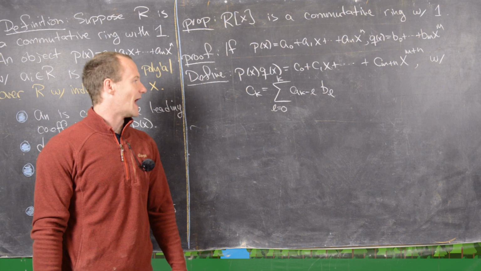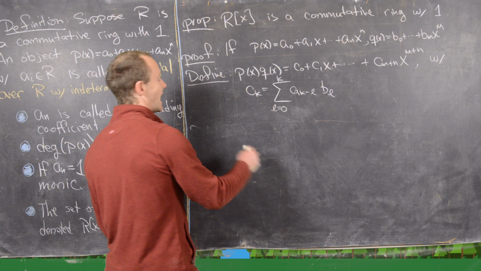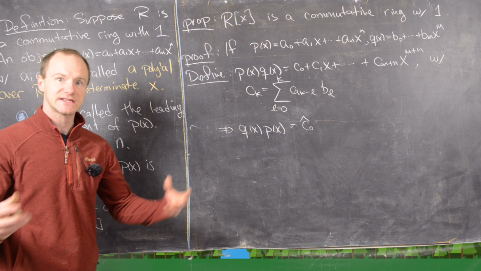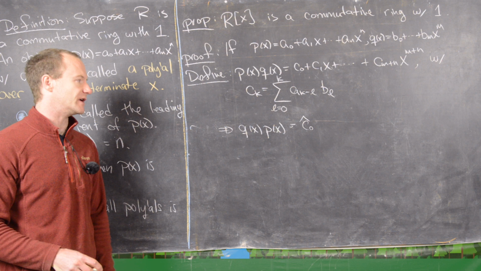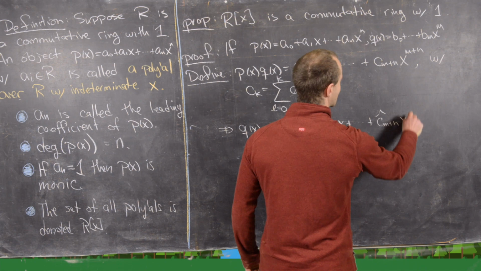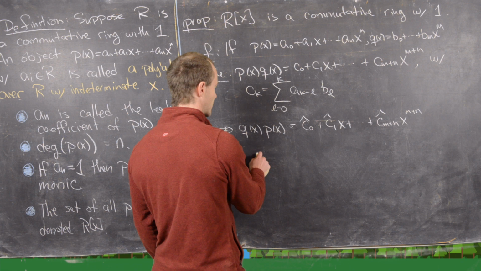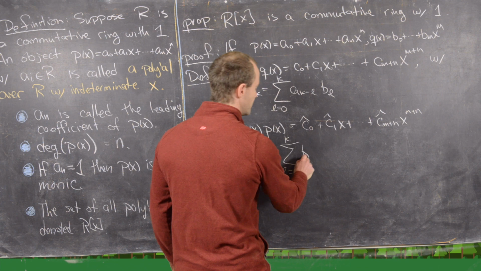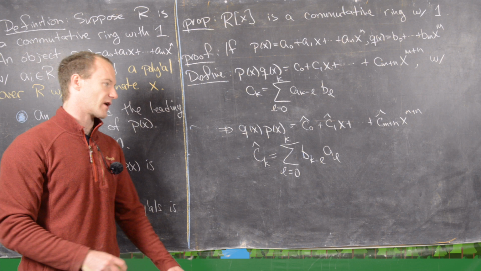Now, that means that we can also have Q(x) times P(x) equal to c_0, and then I'll put a hat on it because it may not be the same. Obviously it will be the same because we're going for this to be commutative, but a priori, we do not know it's the same. And then plus c_1 hat x, plus all the way up to c_{m+n} hat x^{m+n}. And here, these coefficients are defined by the following. So c_k hat is going to be equal to the sum, l equals 0 to k, of b_{k-l} times a_l, because here we're doing our product of polynomials in reverse.